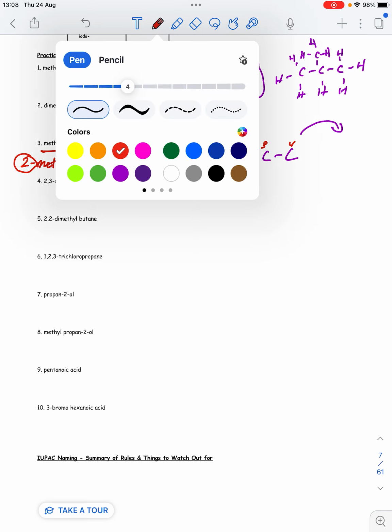Let's go back to purple. Wrong purple. There we go.